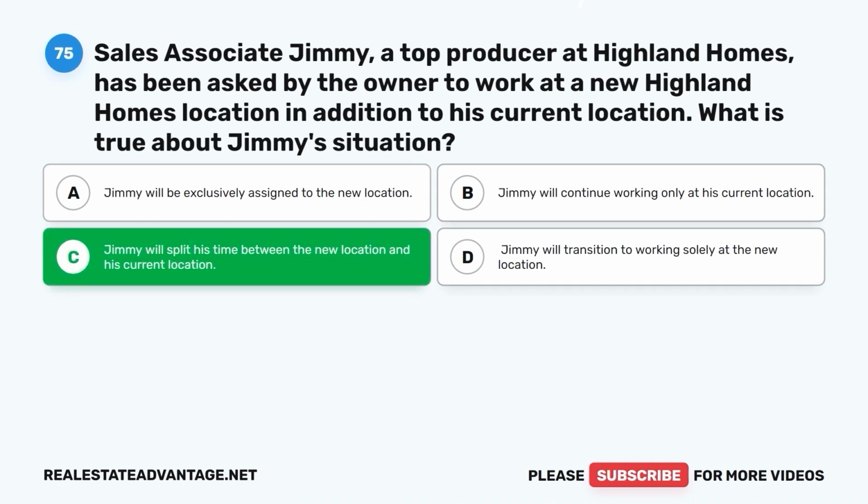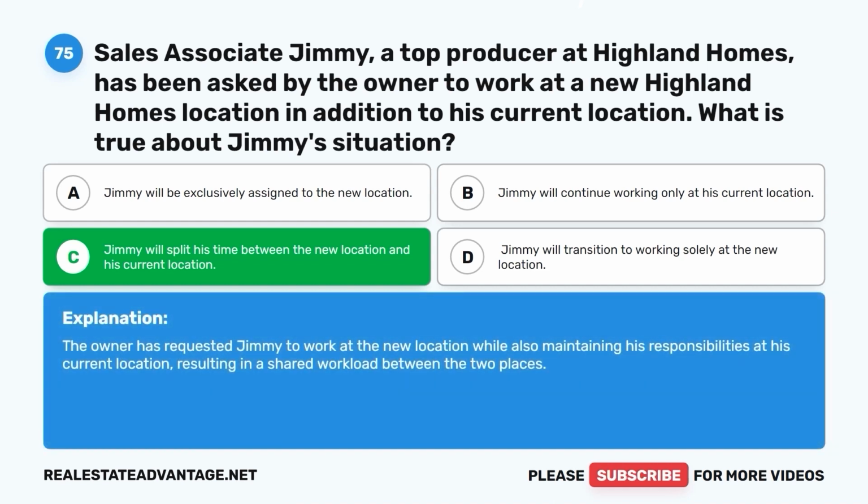The correct answer is C. Jimmy will split his time between the new location and his current location. The owner has requested Jimmy to work at the new location while also maintaining his responsibilities at his current location, resulting in a shared workload between the two places.